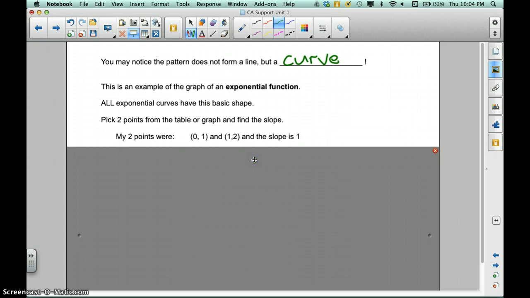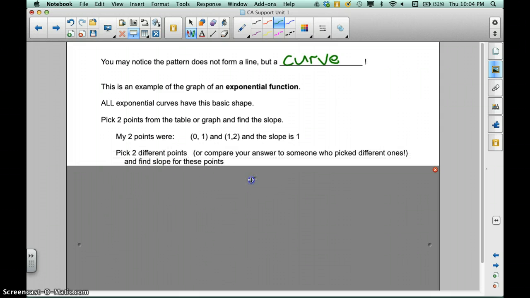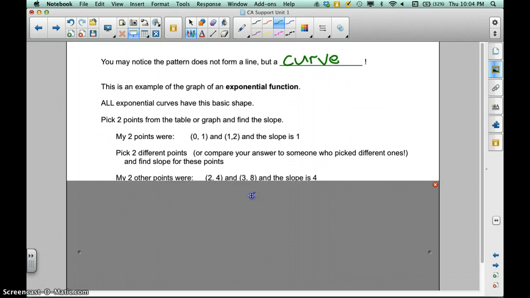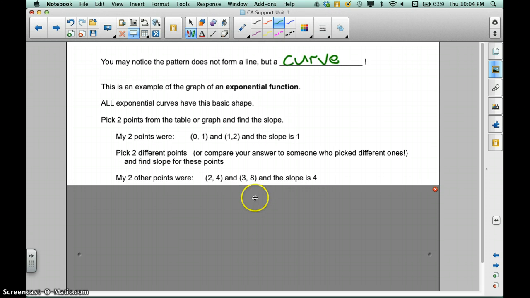Now your 2 points might have been different, and you might notice your answer probably isn't the same. Let's do this again. Let's pick 2 different points, or you can even compare your answer to someone who picked different points from you. Mine might be different than yours. Find the slope of these points, and if you're finding your own, pause the video now and do that. My other 2 points were 2, 4, and 3, 8. And the slope for these 2 points is 4.